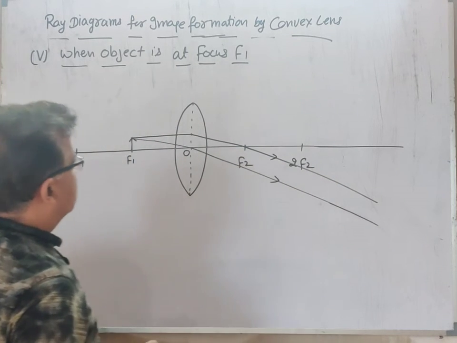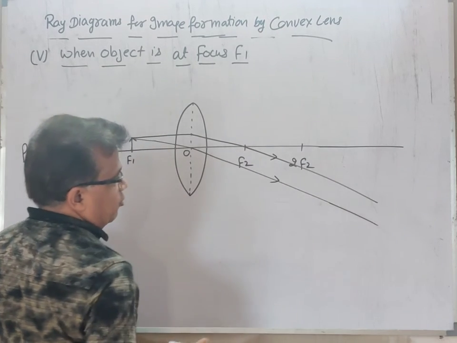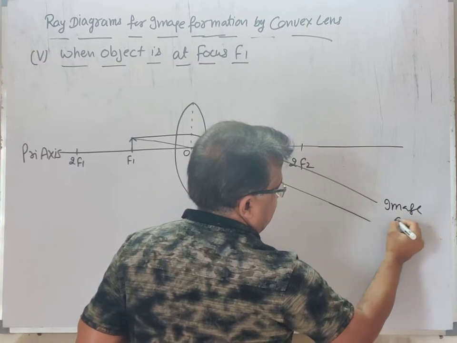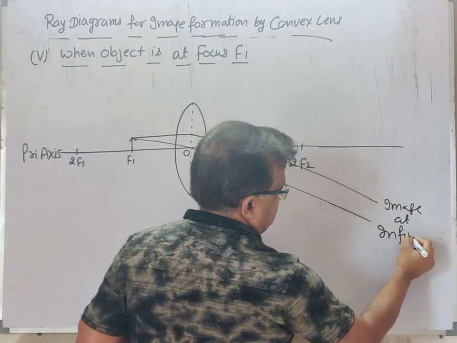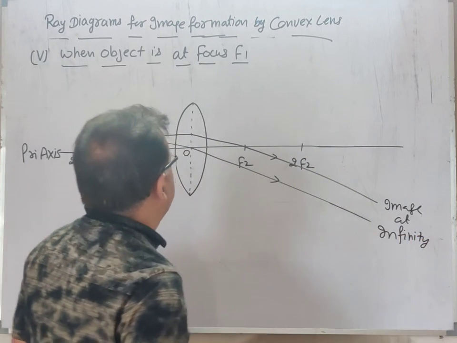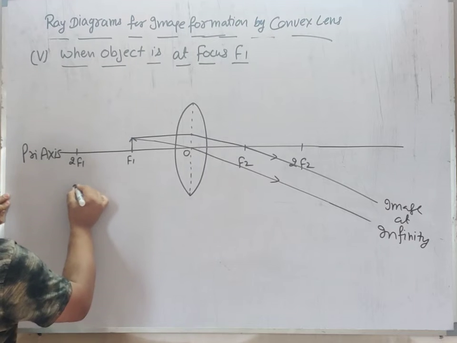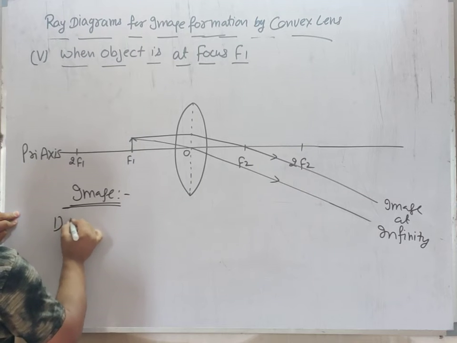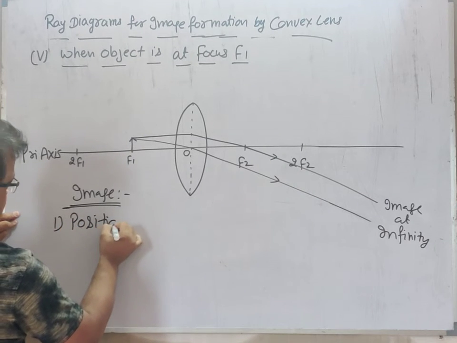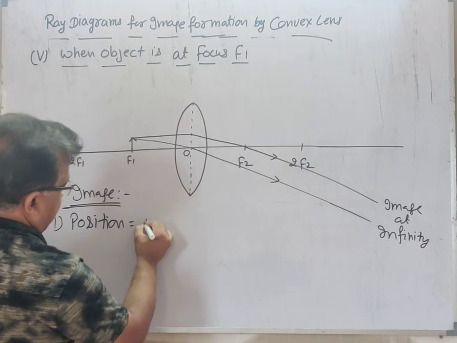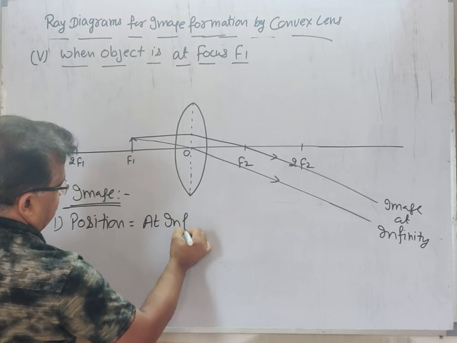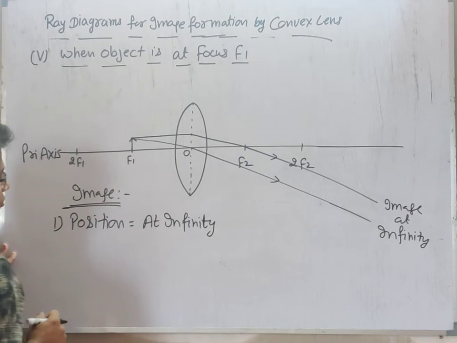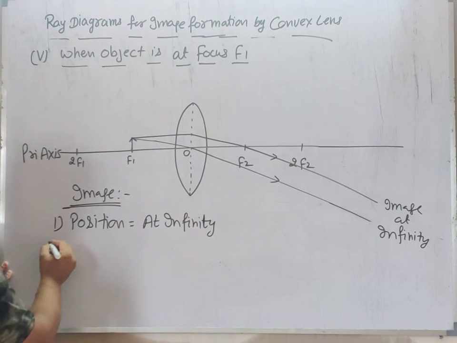So you are observing the refracted rays are approximately parallel. When they are parallel, then the image will be formed at infinity, that is, at a very long distance. So here, what is the position of the image? Position of the image is at infinity. When the object is at focus f1, then the image will be formed at infinity.